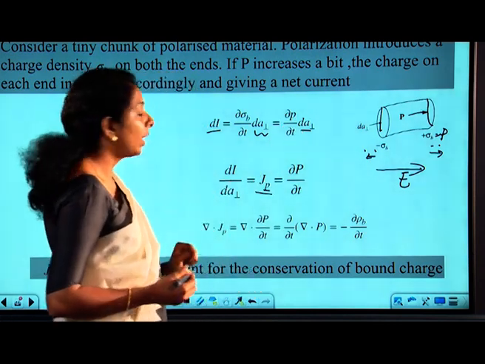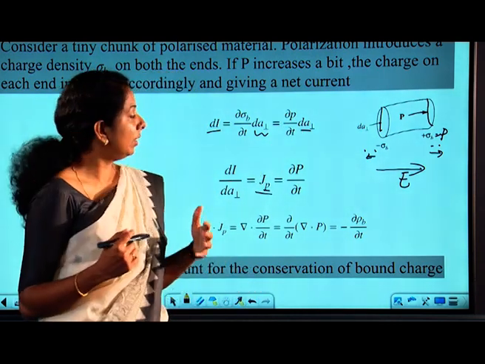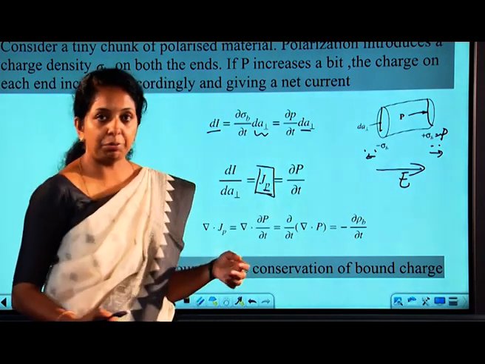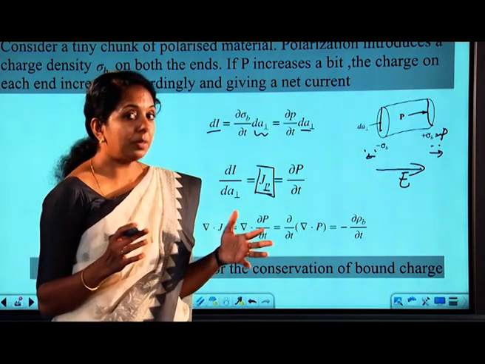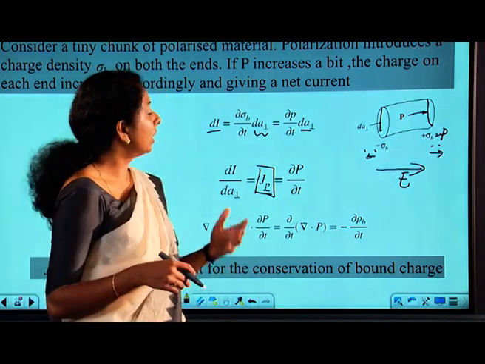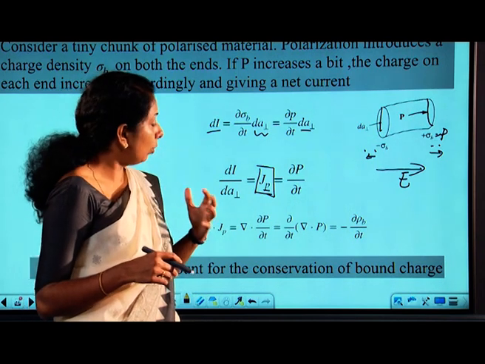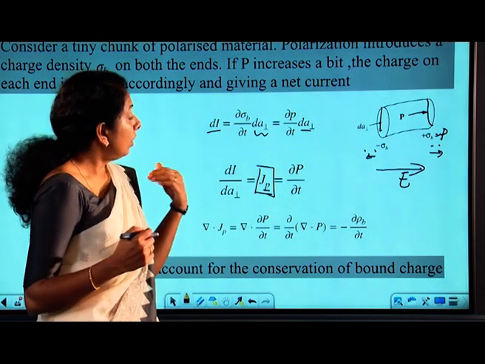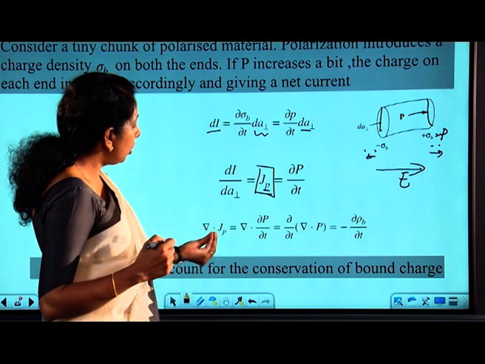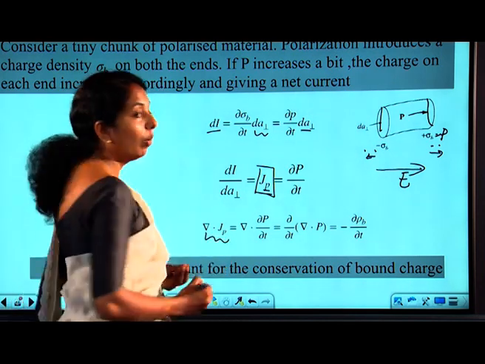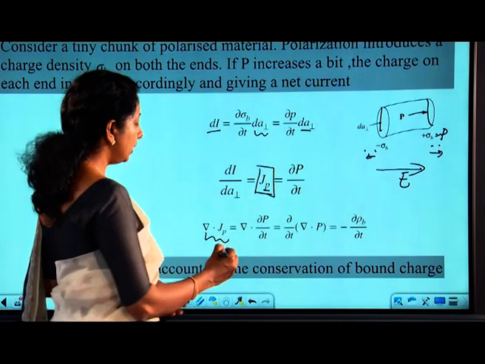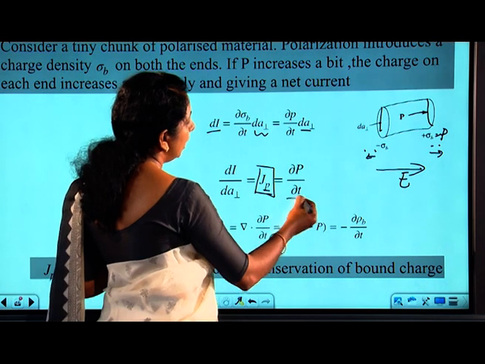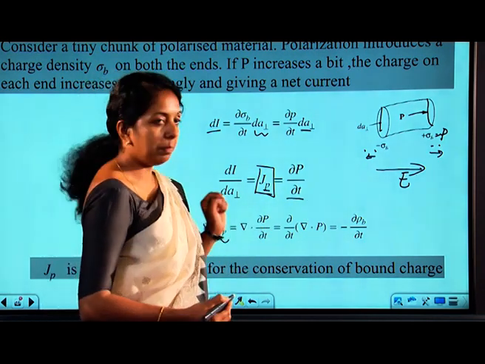From this expression, we are now going to check whether this polarization current density, J_p, satisfies the equation of continuity, because the equation of continuity is the mathematical statement for the conservation of charge. So, we have to know from where this current flowed out. For that, we apply del on J_p, that is del dot J_p, or the divergence of the polarization current density, which is equal to del dot, substituting the value of J_p, del P by del t. So, del dot del P by del t.